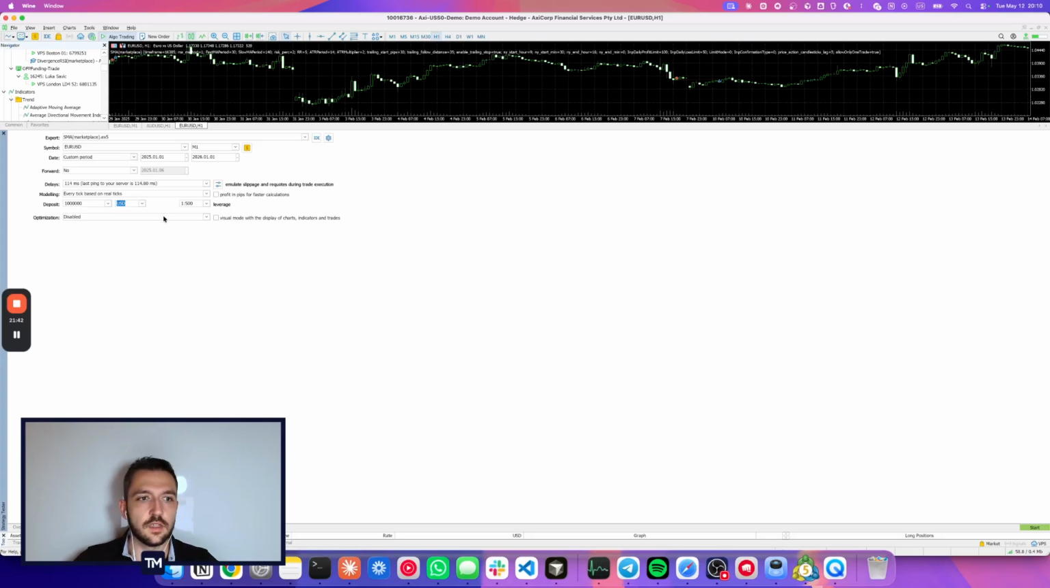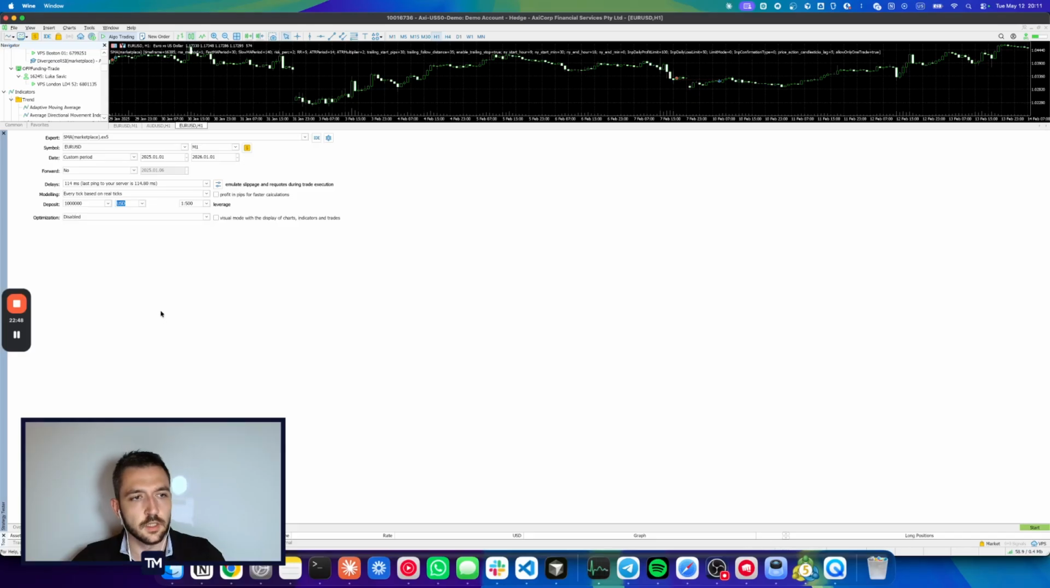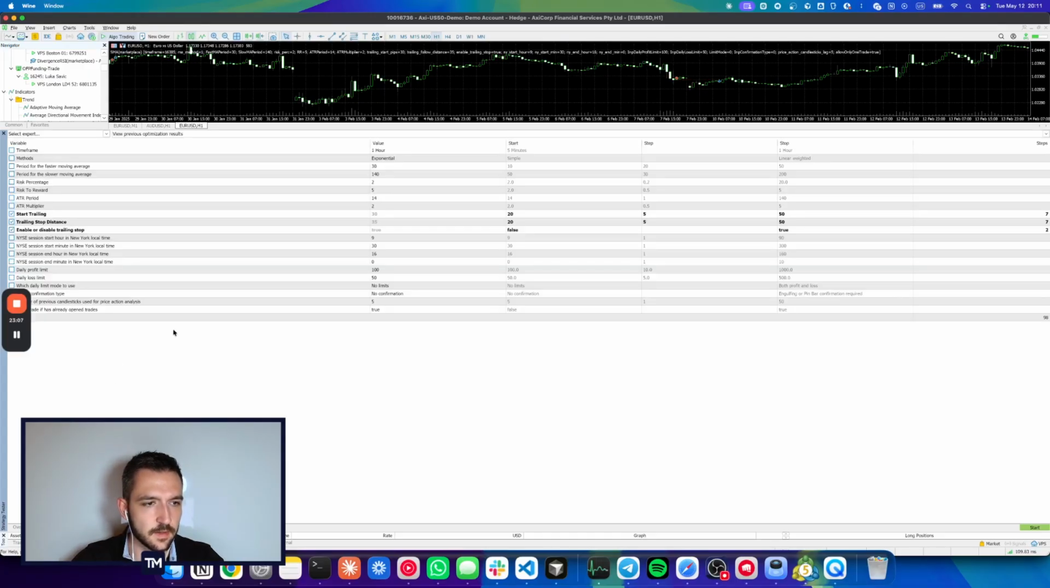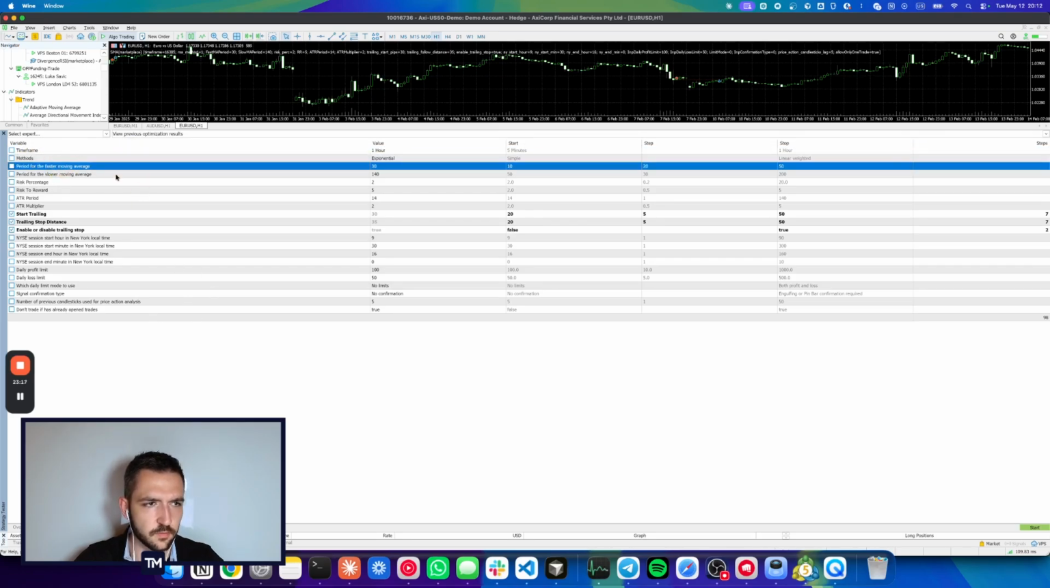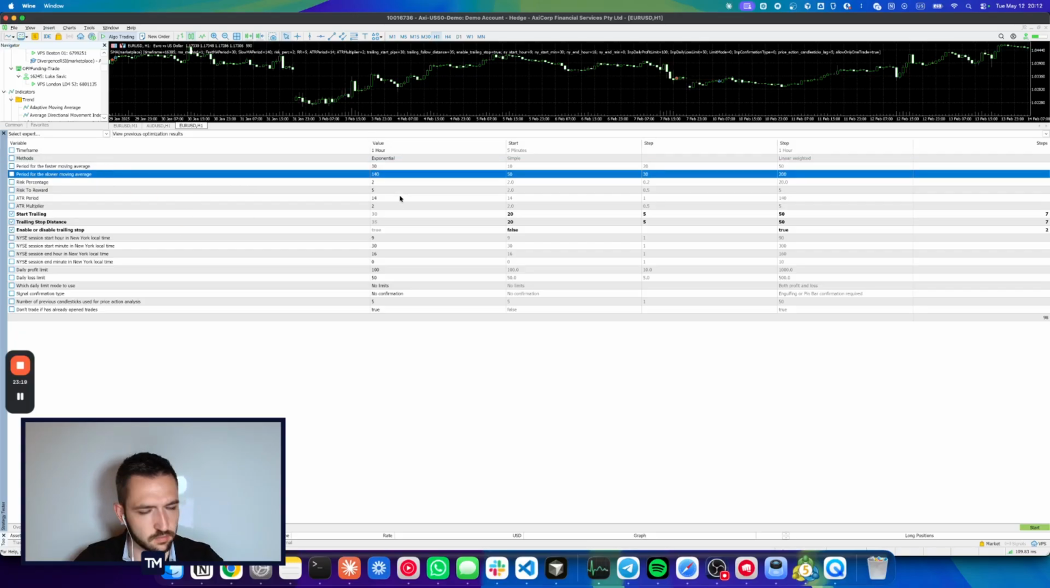And now we get into the optimization. Optimizations have a couple of algorithms that can be used. The first one is the slow complete algorithm. So what does the slow complete algorithm mean? Let's get into the inputs and see right here. As you can see, there are different inputs we have for this trading bot: the time frame, the methods, the period for the faster moving average, the slower moving average, stuff like that.